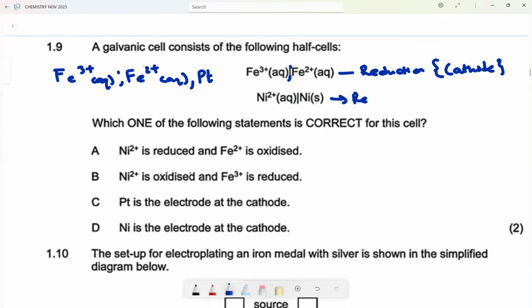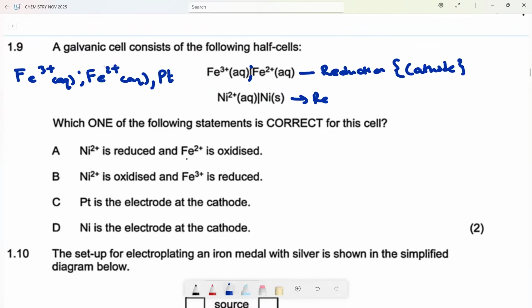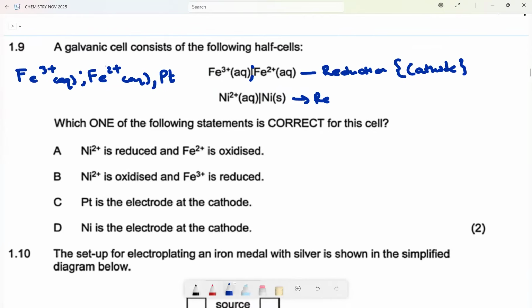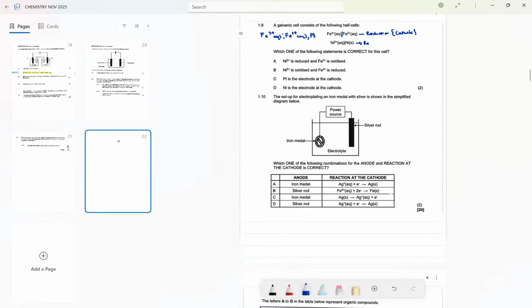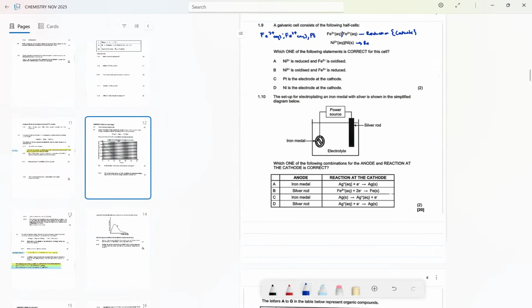Okay, let us do this. Let's not try to check between the two, between Fe and nickel, which one will undergo oxidation, because it seems like they did not give us in order. Let's try to look at that.